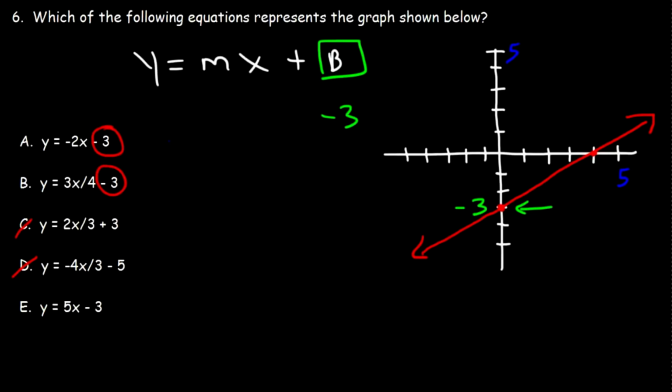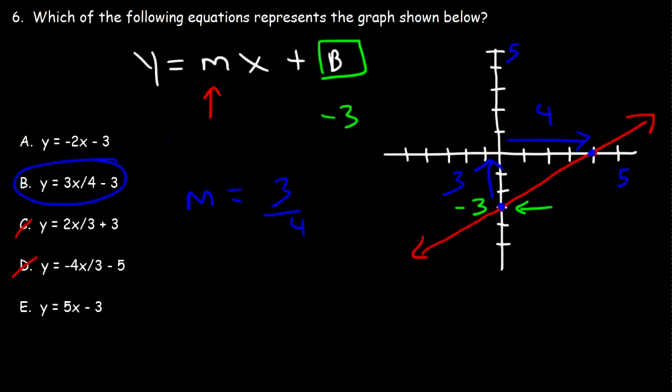Answer choice A, B, and E all have a y-intercept of negative 3. Now the next thing we need to look for is the slope, the number in front of x. So a quick way to calculate the slope is to use the rise over run method. As we travel from this point to this point, we need to go up 3 units and travel 4 units to the right. So the slope, which is the rise over the run, is 3 over 4. So therefore, answer choice B is the right answer. It has a slope of 3 over 4.